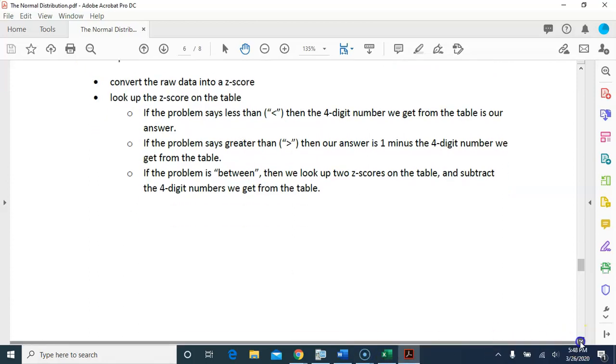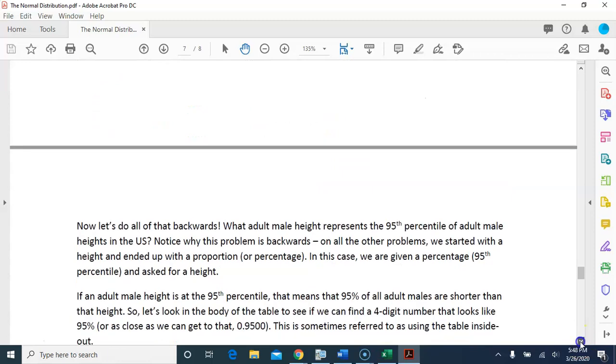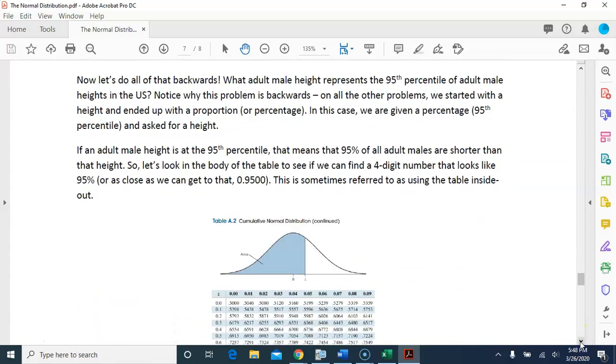Okay, now let's do a problem where we do all of that backwards. What adult male height represents the 95th percentile of adult male heights in the U.S.? This problem is backwards because in every other problem we started with a height and ended up with a proportion or a percentage. On this problem, we're starting off with a percentage, the 95th percentile, and we're going to have to turn that into a height.